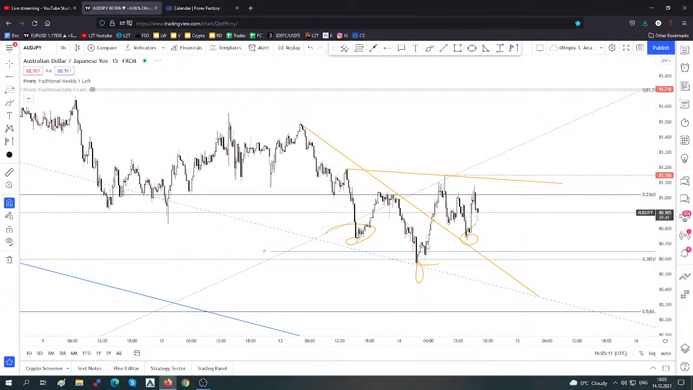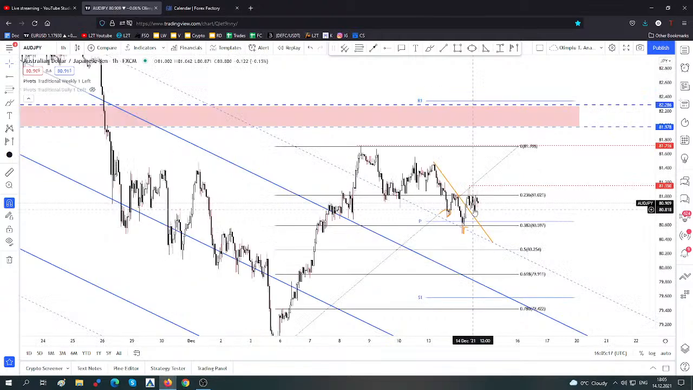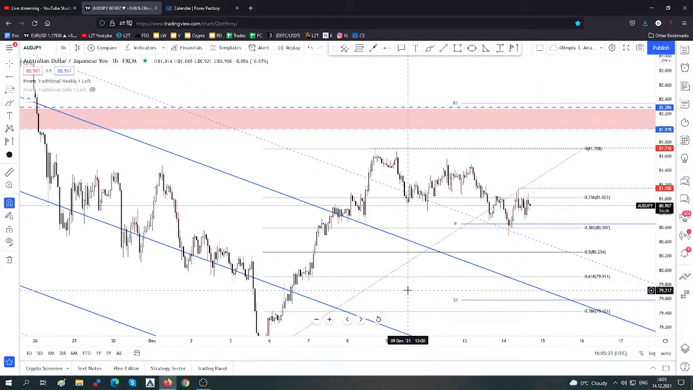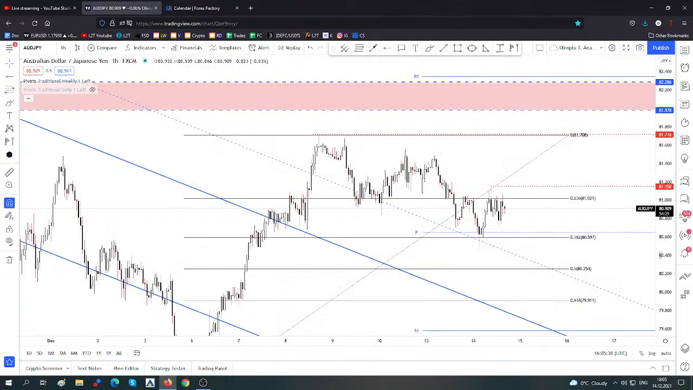But I need confirmation, and if I decide to place a trade here on the Australian dollar, Japanese yen, I will share my trade with the VIP members as well. So if you're not a VIP member, stop missing these great trades, great setups, high probability trades.